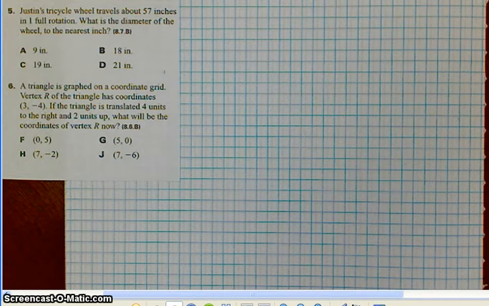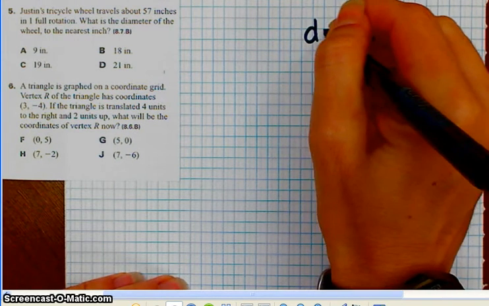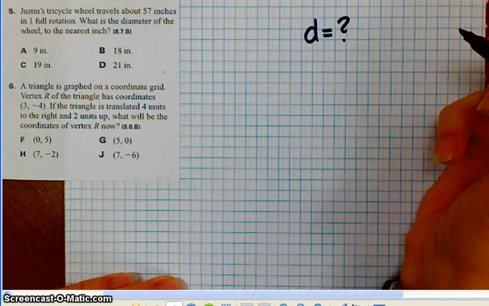Okay, number 5 on the mixed tax review for Objective 3. Number 5 says Justin's tricycle wheel travels about 57 inches in one full rotation. What is the diameter of the wheel to the nearest inch? Okay, well, you're being asked to find diameter. So you want D, but you don't know it yet.